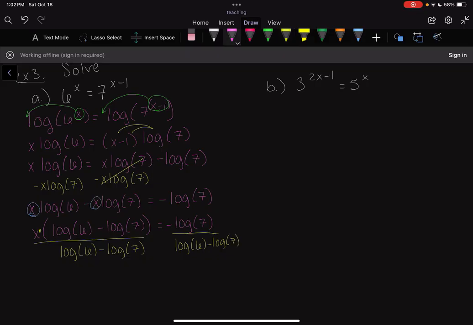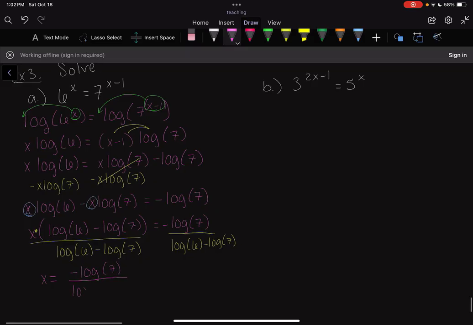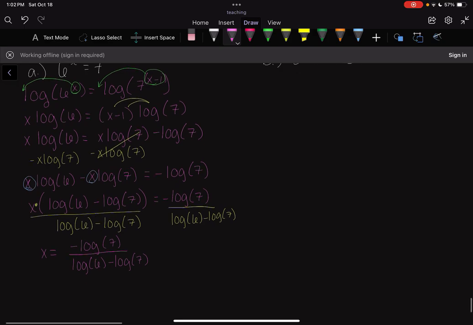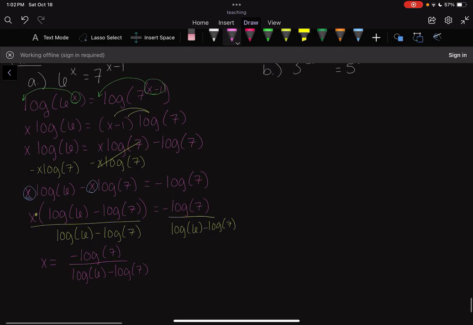So my final answer here, I get x equals negative log 7 divided by log 6 minus log 7. Now technically this final answer can simplify just a little bit more. Remember that, okay, one, do not cancel. That's impossible. Don't do that.